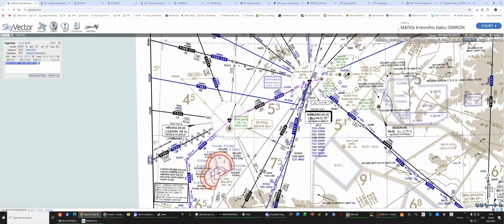No, this is not ice pool. This is Nenana VOR, or probably Vortex. And then Victor Airway to Fairbanks VOR or Vortex.